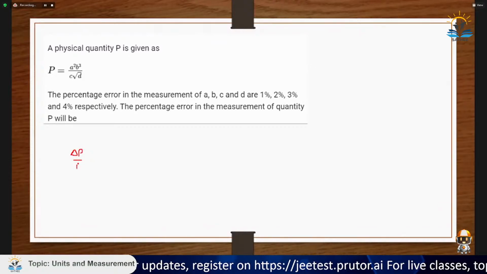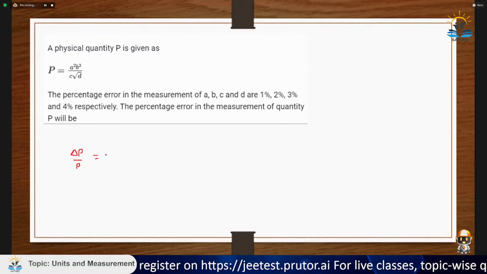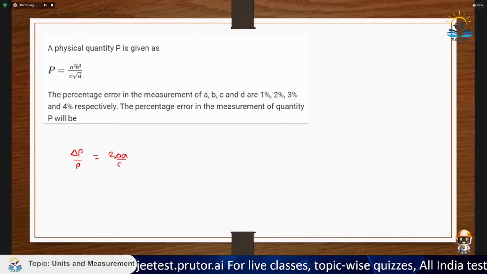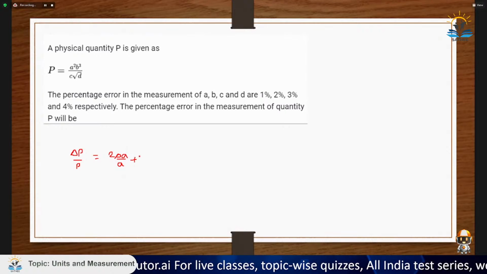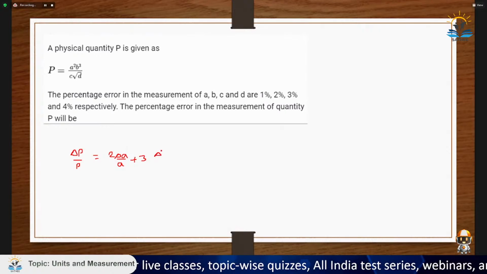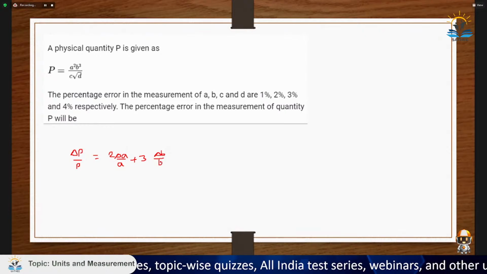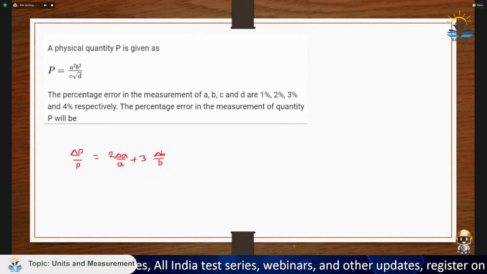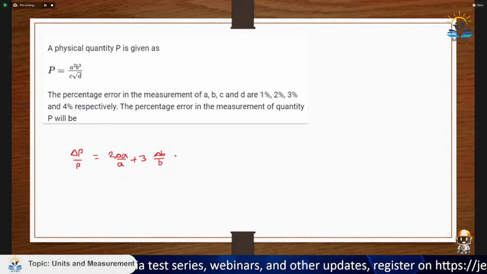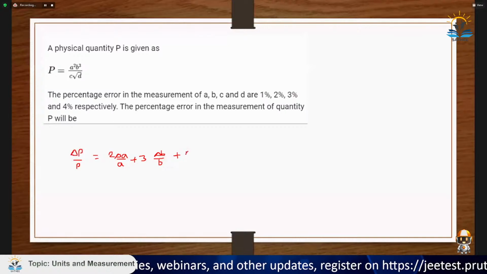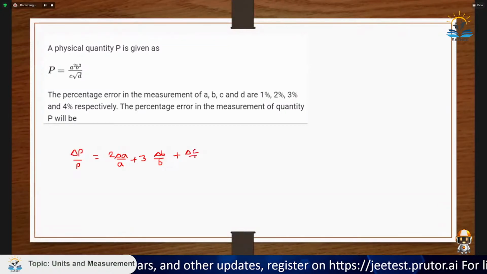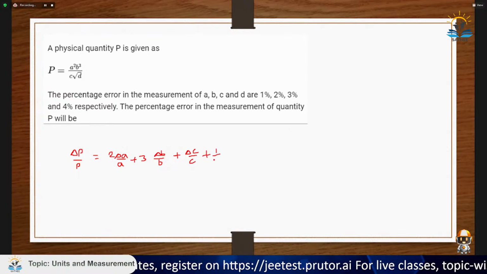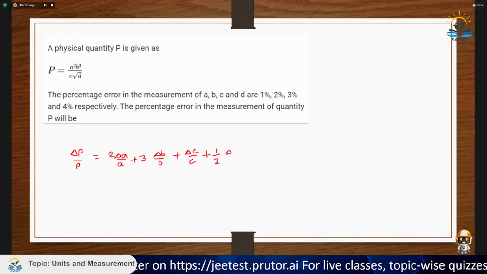So delta p by p is equal to 2 times delta a by a, plus 3 times delta b by b, plus delta c by c, plus, since this root means power half, plus half times delta d by d.